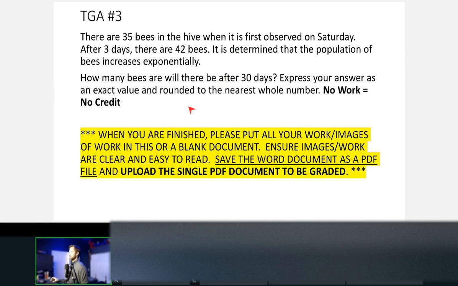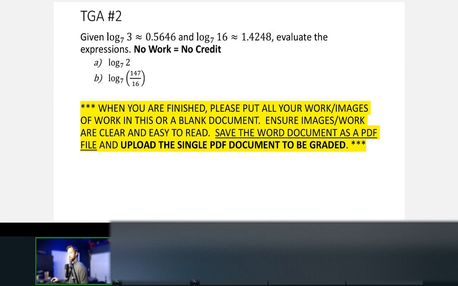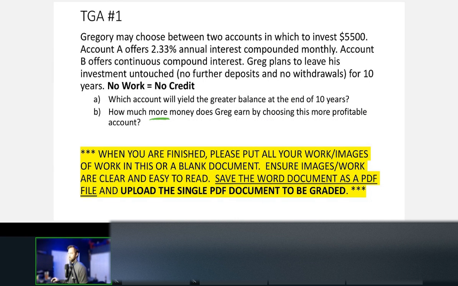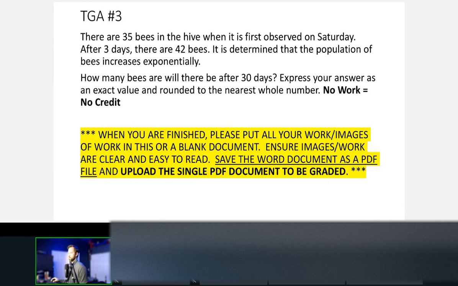But yeah, so that's your 3 TGAs. I think number 3 is really not that bad. If you were here yesterday and you went through all 4 problems together, it seems a lot harder than it really is. Number 2 is probably the hardest question on the TGA, if you think that's hard. This is probably the easiest one on the TGA. So yeah, there are the 3 TGAs. Kind of straightforward in my opinion.